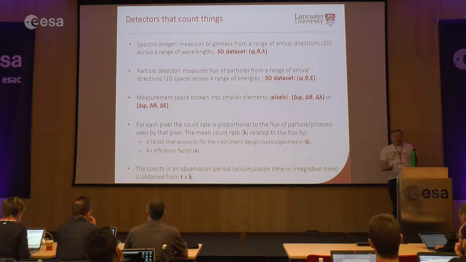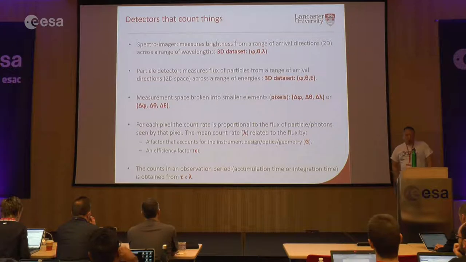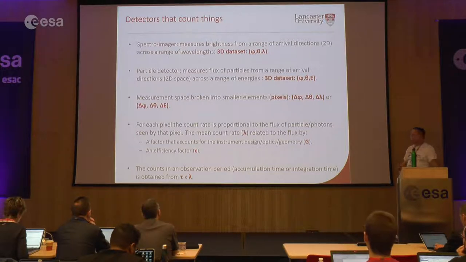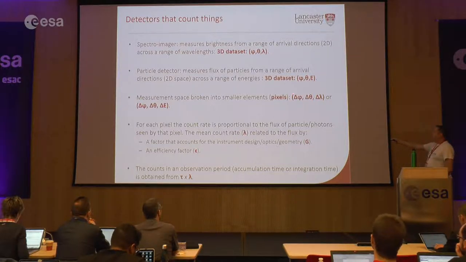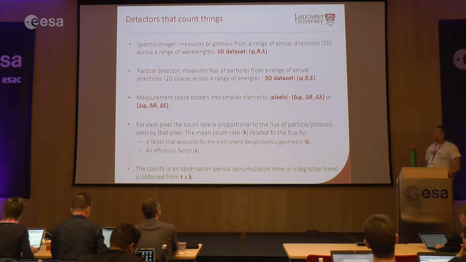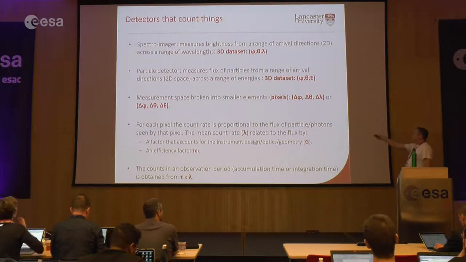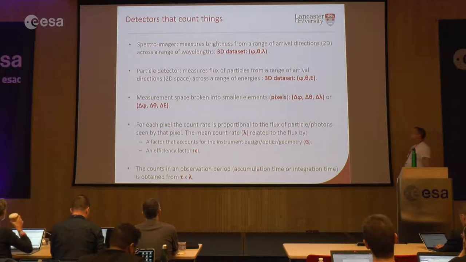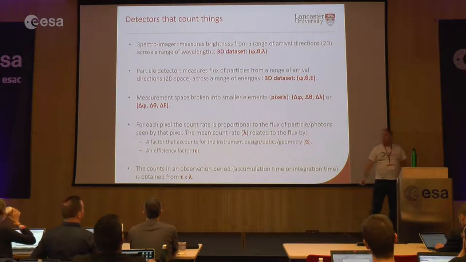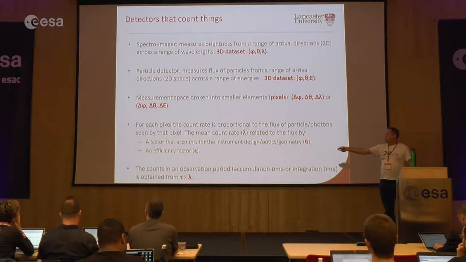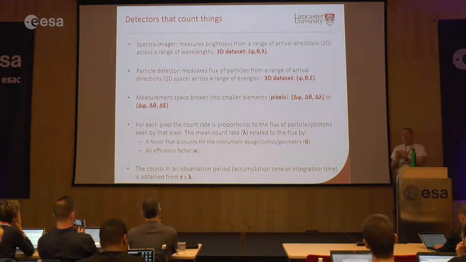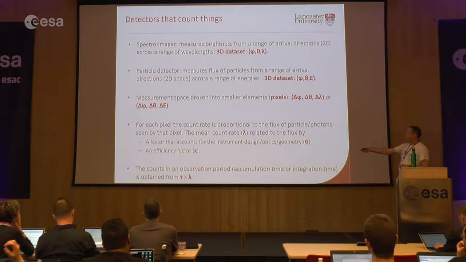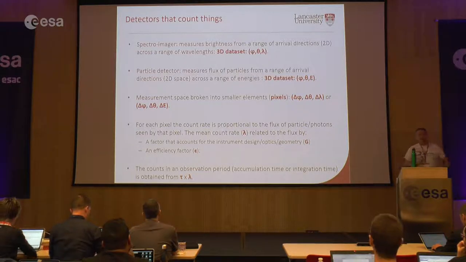The measurement space is typically broken up into smaller elements. I will refer to those unapologetically as pixels. So we have an azimuthal resolution in our pixels. They might have a polar resolution, an elevation resolution, and a wavelength resolution in terms of a spectroimager. Or if we think about a particle detector, there will be, again, these resolution values in terms of the spatial, but then there will also be an energy resolution. So there are some commonalities there.